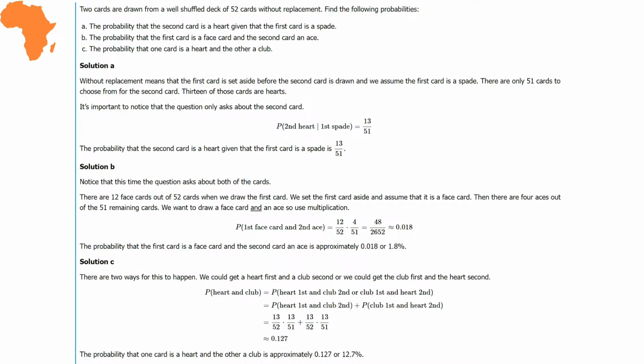Probability that one card is a heart and the other is a club. Probability of a heart and a club. There are multiple ways of thinking about it. Heart first, club second, or club first, heart second. There's the OR rule. Heart first and club second, plus, because they are mutually exclusive. That is why I started that slide. They are mutually exclusive. So it's plus. We're good? You see how the rules are working? This is a 2-by-2 table that we are working with.